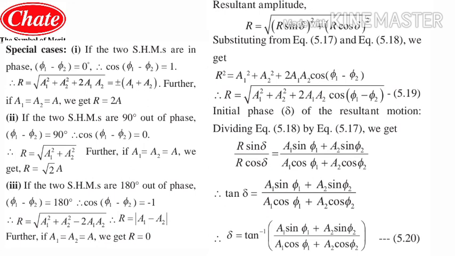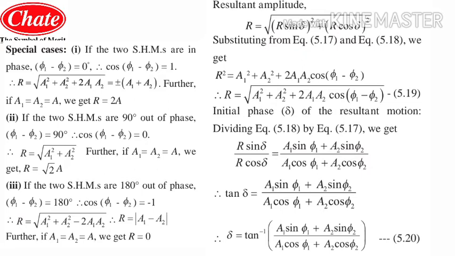Now students, after that we will see some special cases. Case 1 is if the two SHMs are in phase, phi1 minus phi2 is equal to 0 degree and cos of phi1 minus phi2 is equal to 1, then r square is equal to a1 square plus a2 square plus 2a1 a2, and the square root of it will be plus. Now as you can see, if a1 is equal to a2 is equal to a, then r will be 2a, as we can conclude from the above resultant equation.